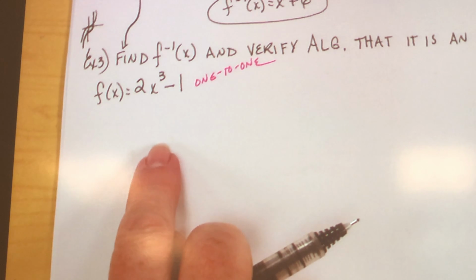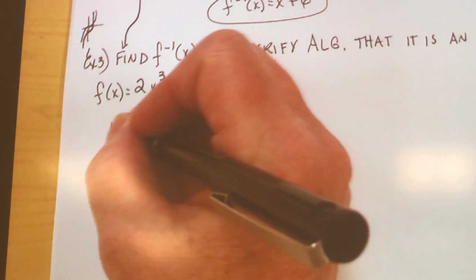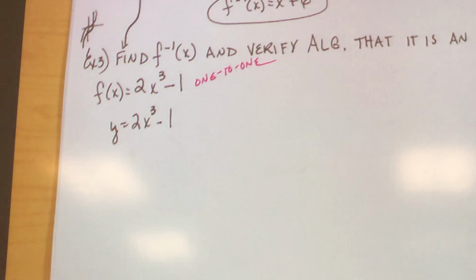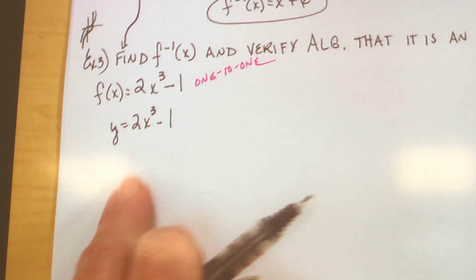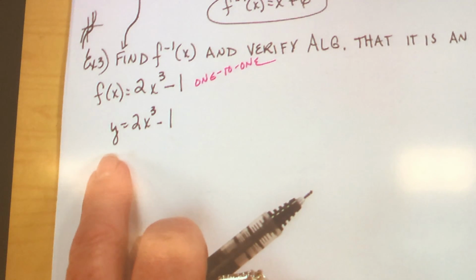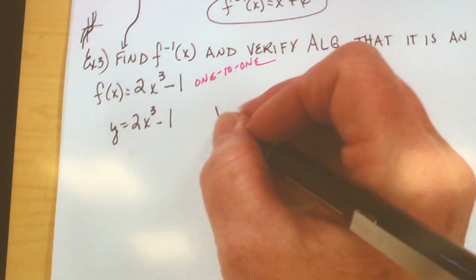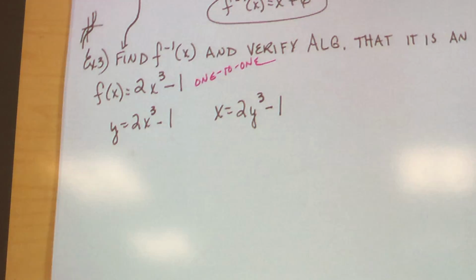Tell me what to do. y equals 2x to the third minus 1. Now what are we going to do? Switch the x's and the y's. Where am I going to put it? Go to the side. Do not put it underneath, people. I'm being serious about that. Every time you don't follow what I like, I'm going to take points away from you. So, x is equal to 2y to the third minus 1.